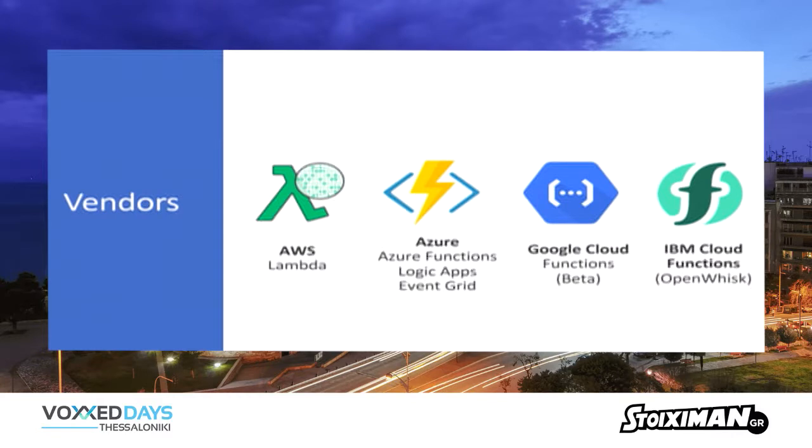What can I do? There are currently four vendors for serverless computing offerings. The first one, and the oldest, is AWS Lambda. By oldest in cloud terms, I mean it started in 2014. Now we also have Azure with Azure Functions, Logic Apps, and Event Grid. Google also has its offering with Google Cloud Functions. And there is also IBM's Cloud Functions, which is based on Apache OpenWhisk.